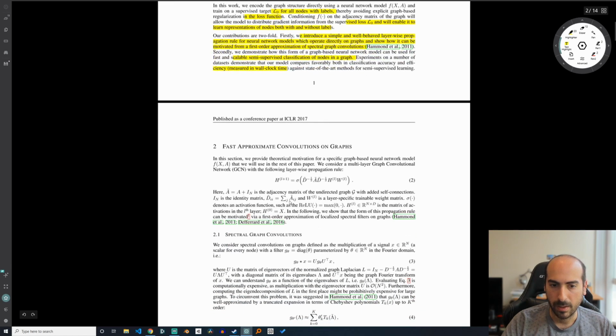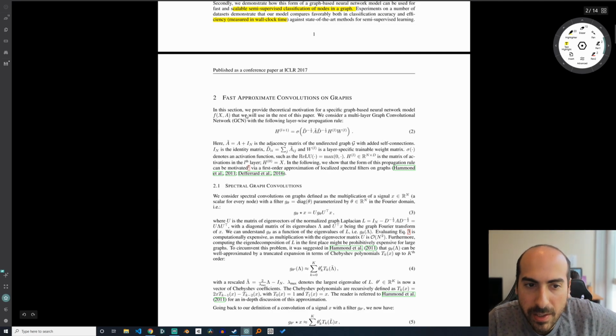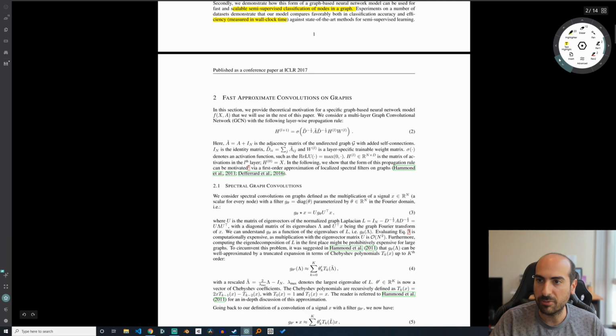Okay, great. So this is the algorithm actually. I think this is what shows up in the code base, but I guess it doesn't make too much sense if you haven't read the paper. So they're saying that in this section they will provide a theoretical motivation for a specific graph-based neural network model that we will use for the rest of this paper. We consider a multi-layer graph convolutional network with the following layer-wise propagation rule. And so what is H?